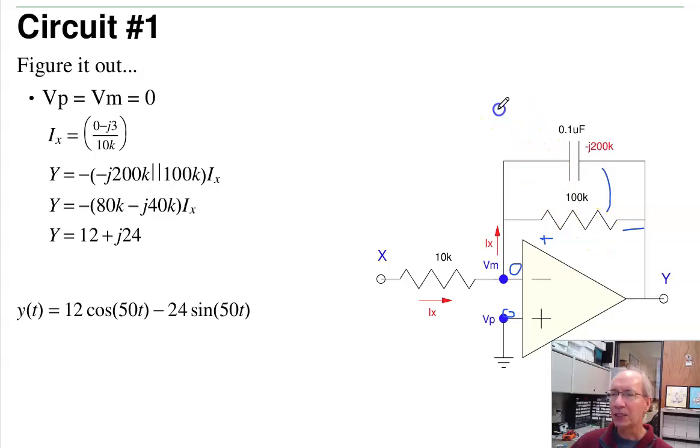Third way is this is an inverting amplifier, one we looked at before. Call that Z1, call that Z2. I know the gain is minus Z2 over Z1 times the input. So put this in parallel, take that divided by 10k times x, I'll get the same answer, 12 plus j24. Any of those work.